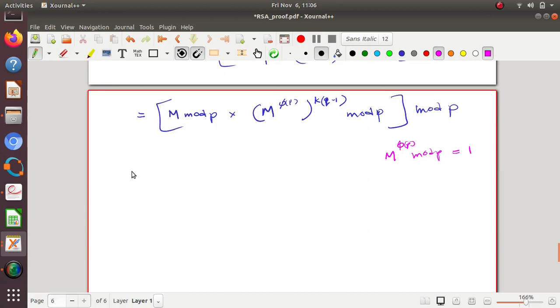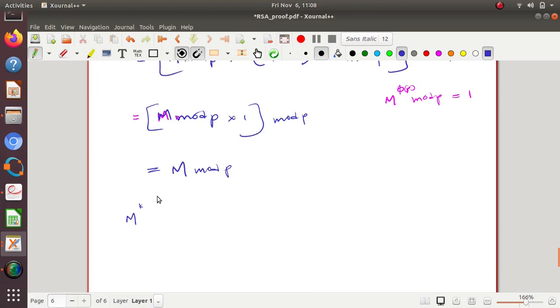So this can be written as m mod p into 1. 1 mod p is 1, whole mod p. That is the same as m mod p. Okay, so we got m to the power k into (p minus 1) into (q minus 1) plus 1, mod p is equal to m mod p.